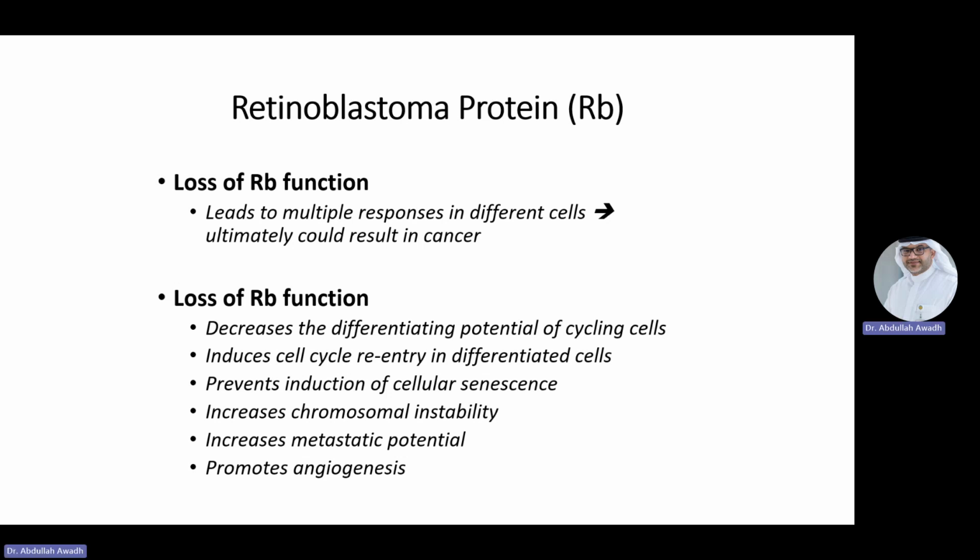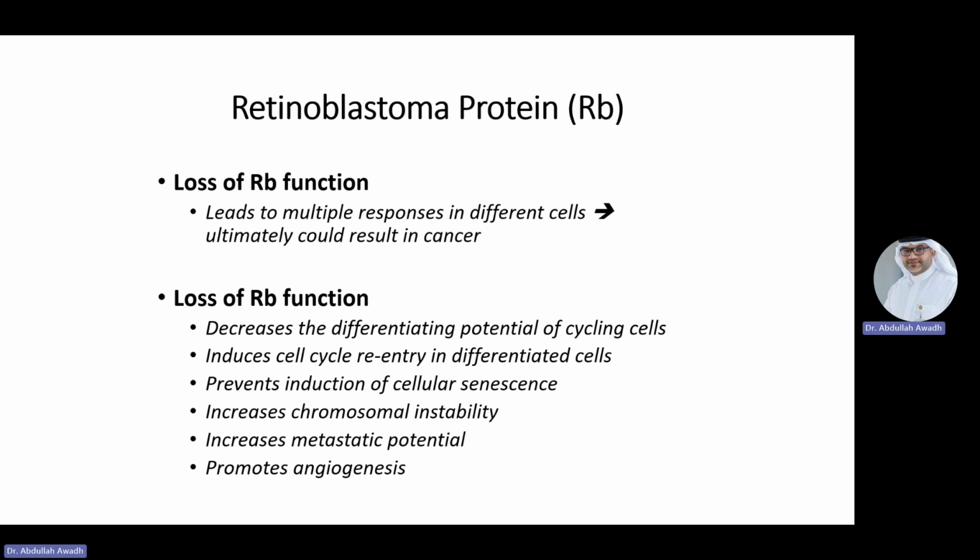There is decrease in differentiation and increase on the other side of cell cycle re-entry in differentiated cells. So if some of the cells were differentiated, mutation of retinoblastoma induces them to enter the cell cycle, cell cycle re-entry of differentiated cells, and they will continue to replicate as undifferentiated cells. Prevent induction of cellular senescence.